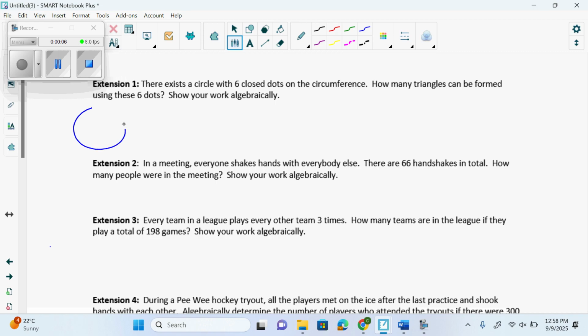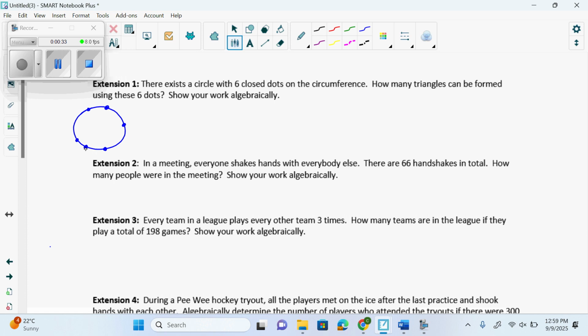There exists a circle with 6 closed dots on the circumference: 1, 2, 3, 4, 5, 6. It doesn't matter where they are. How many triangles can be formed from these 6 dots? How many dots of the 6 do you need to make a triangle?